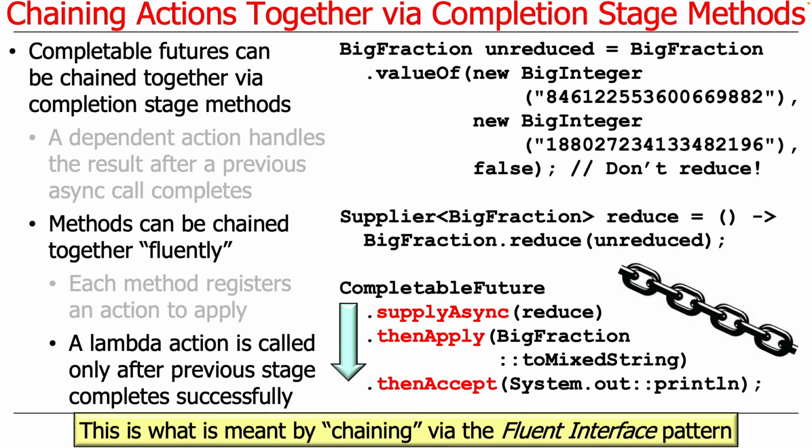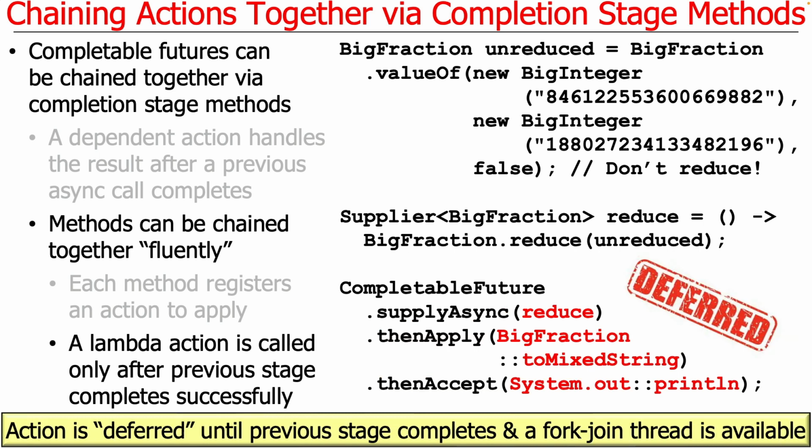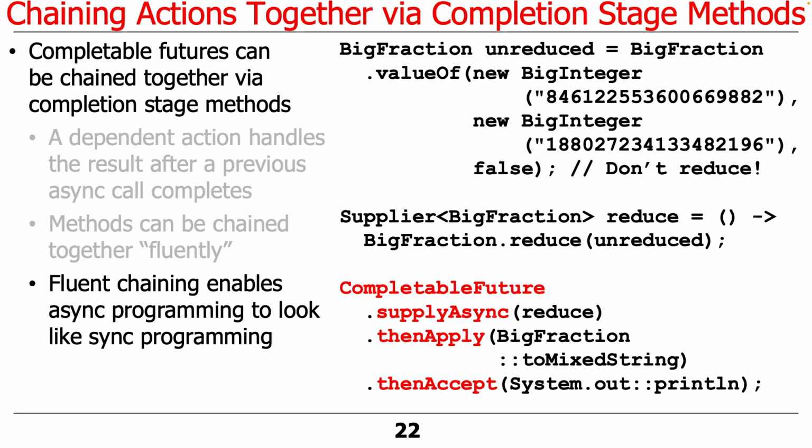And you'll also notice something interesting here. These actions are deferred until the previous stage completes and the background fork-join pool thread is ready to do something. Therefore, by chaining stuff together with the Fluent Interface pattern, it makes asynchronous programming look pretty much like synchronous programming. So this looks kind of like synchronous code in the sense that this happens after this, and this happens after that. But in fact, they're all running in the background. So that's kind of cool. It's kind of the best of both worlds in a way.